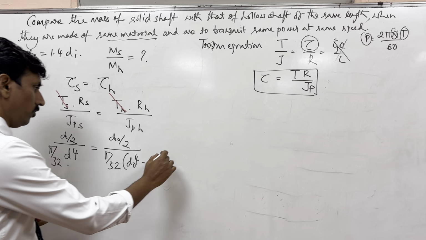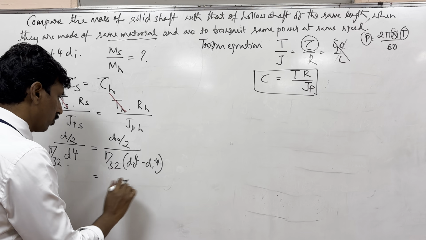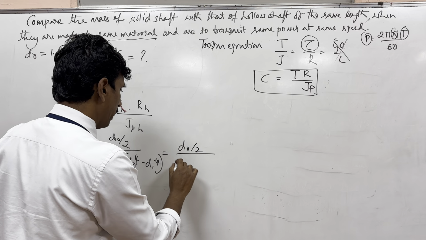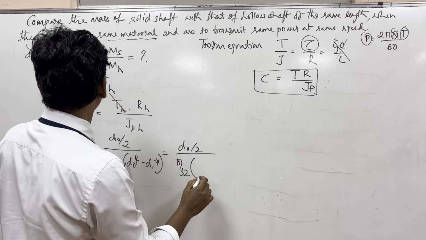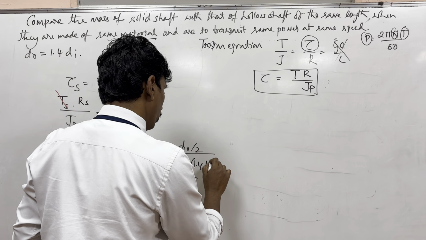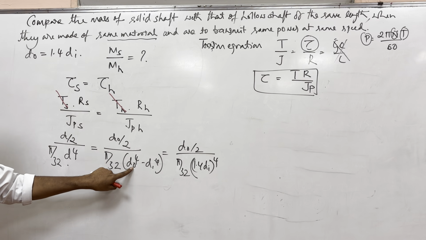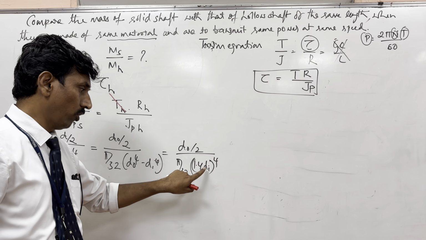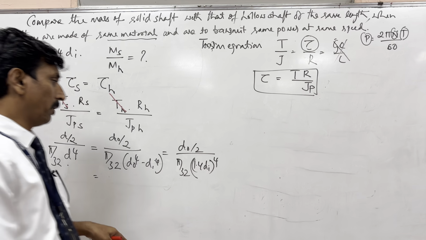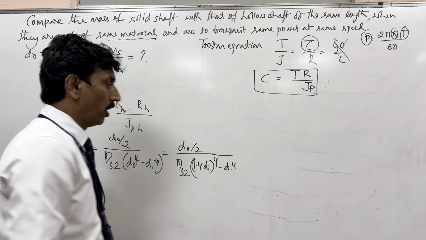So when I substitute this, we have D0 by 2 over pi by 32 times D0 to the power of 4, where D0 is 1.4 times Di. Guys, I think many people make a mistake here. It is D0 to the power of 4, so it is 1.4 Di all to the power of 4, minus Di to the power of 4.